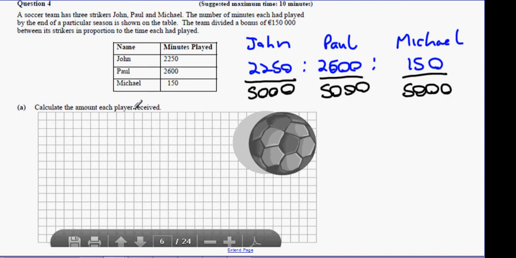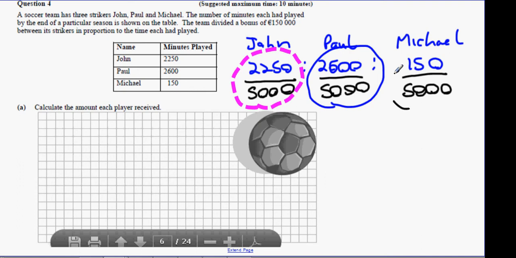Calculate the amount each player received. See each of these fractions, guys? Multiply each of these fractions by 1,500. So can somebody do the first one for me? Who has a calculator handy? Jack, do the first one. Oscar, do the second one. Owen, do the third one, please. Okay. So, Jack, you're on John. How much did John get? Multiply John by 1,500.